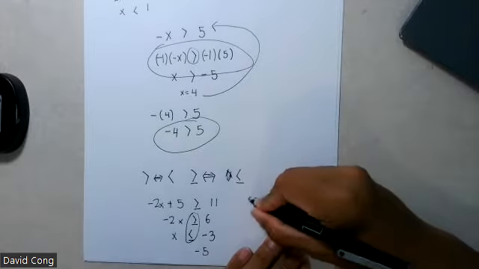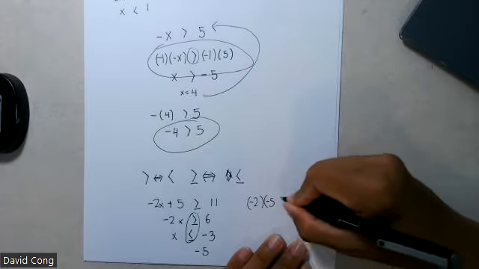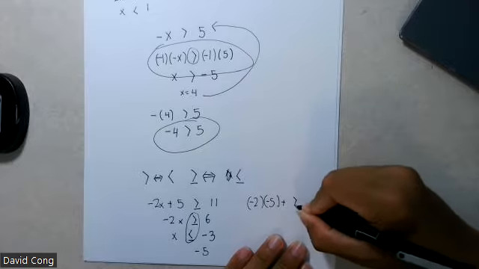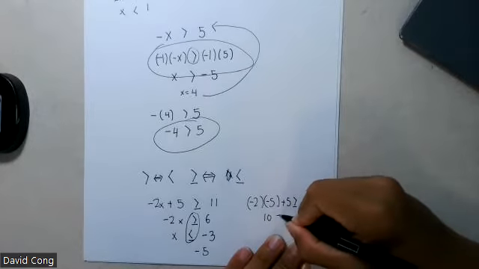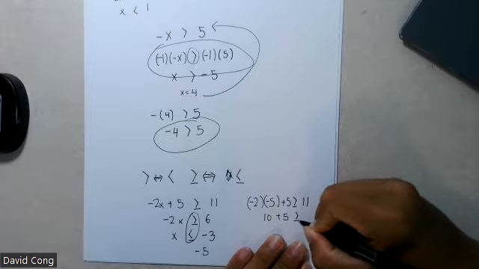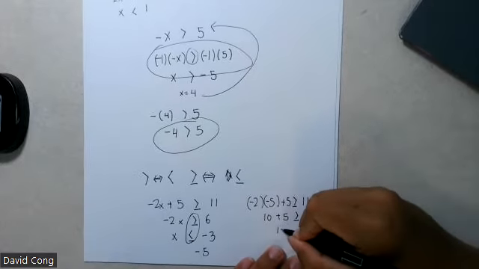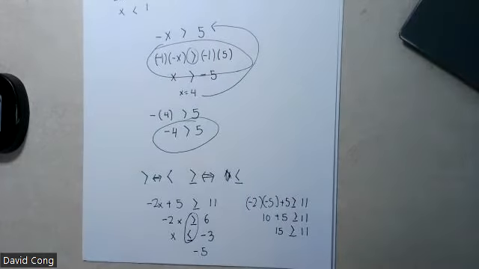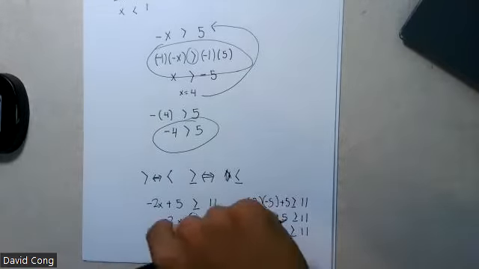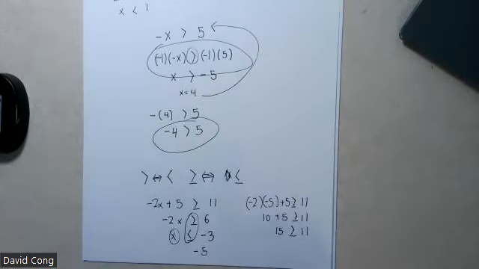So -2 times -5 plus 5 should be greater than or equal to 11, which is true because we have 10 plus 5. We can see this is true. If you're ever uncertain, you want to take a number that is in the set. You can pick any number for x that makes your final inequality true and plug it into the original and see if you're correct.